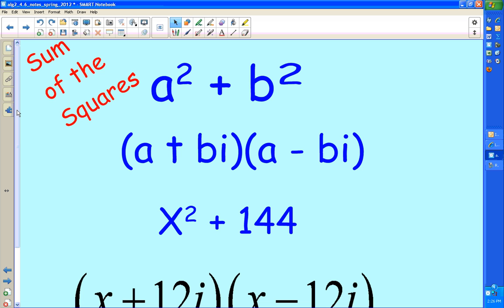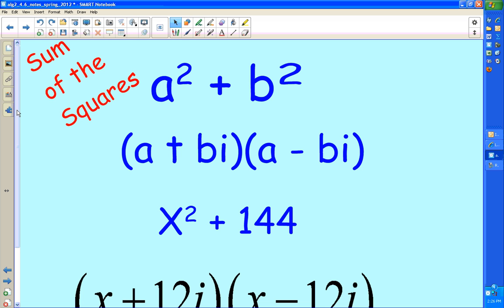X squared plus 100, up to this point, if I asked you to factor that... X squared plus 144, for example, you would say that is not factorable. Can't factor it because it's a sum of squares.